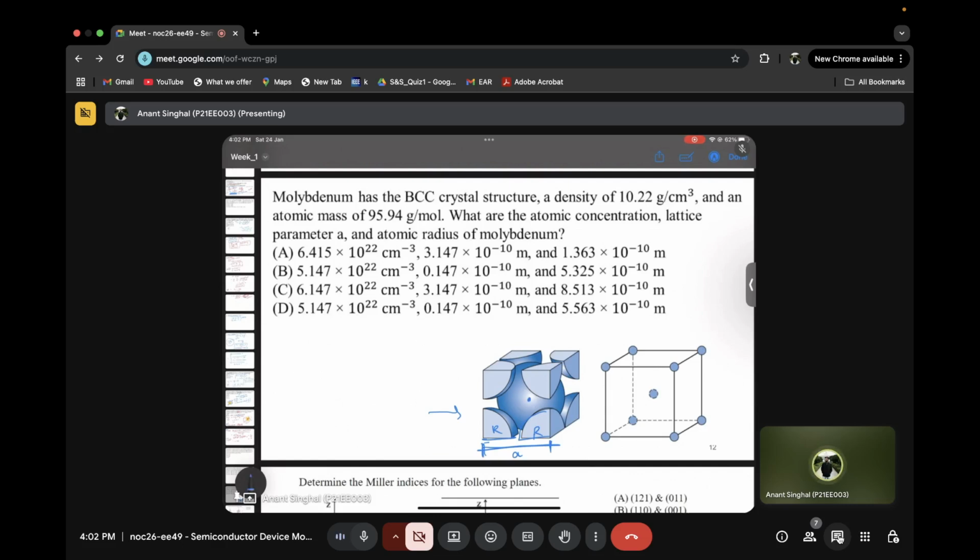And if I try to calculate the diagonal distance of the cube from here to here, we know that this is a, this is a, this is a, so this comes out to be root 3a. This is the basic mathematics that we have read. And from the center, we have R plus R, right? So root 3a equals 4R. So R would be root 3 by 4a.